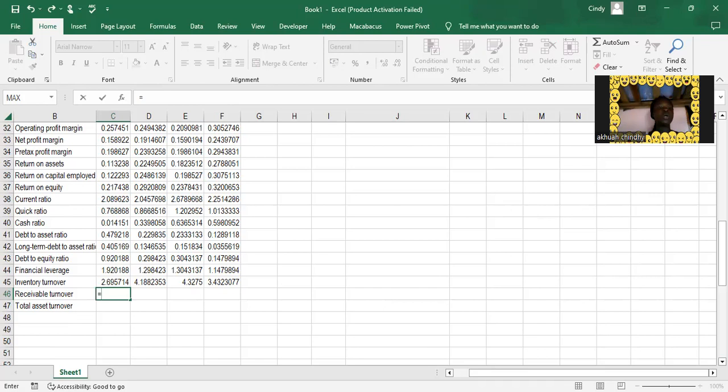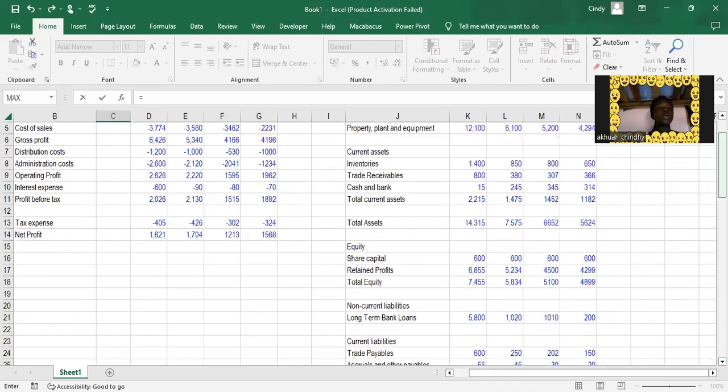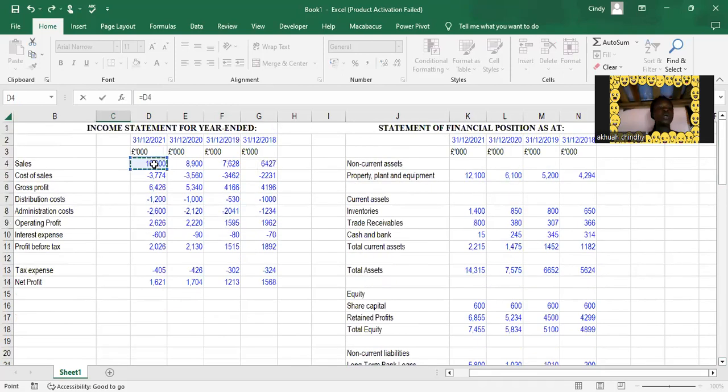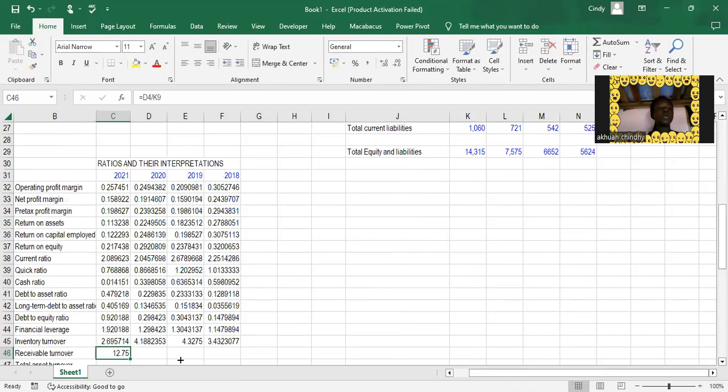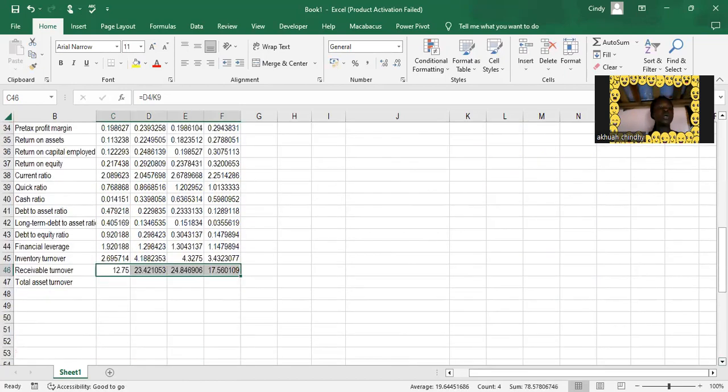So we'll go to the income statement, pick up our sales, then we divide by our trade receivables, which is this one. Then we move it across the years. Then Excel will do the calculation. But when you're doing that manually, it's not going to be easy. It takes time.